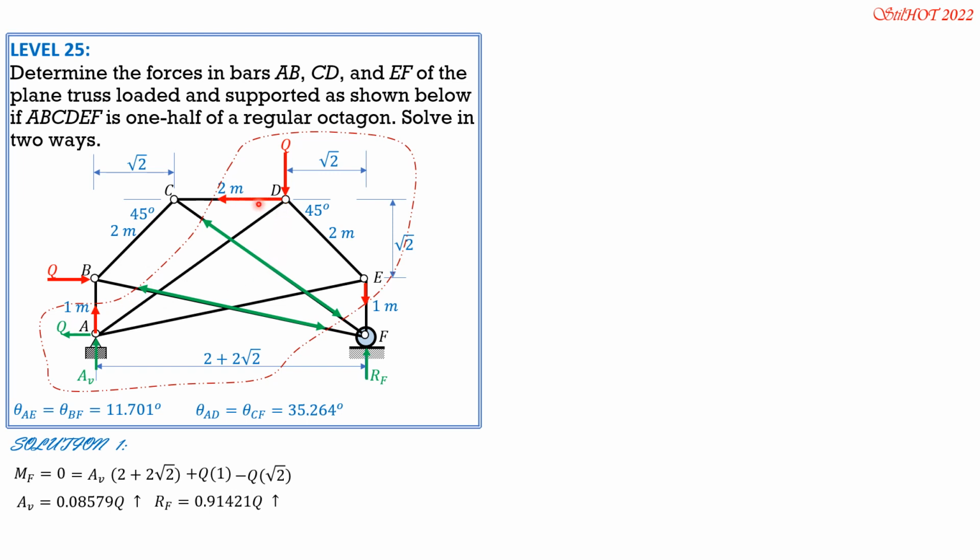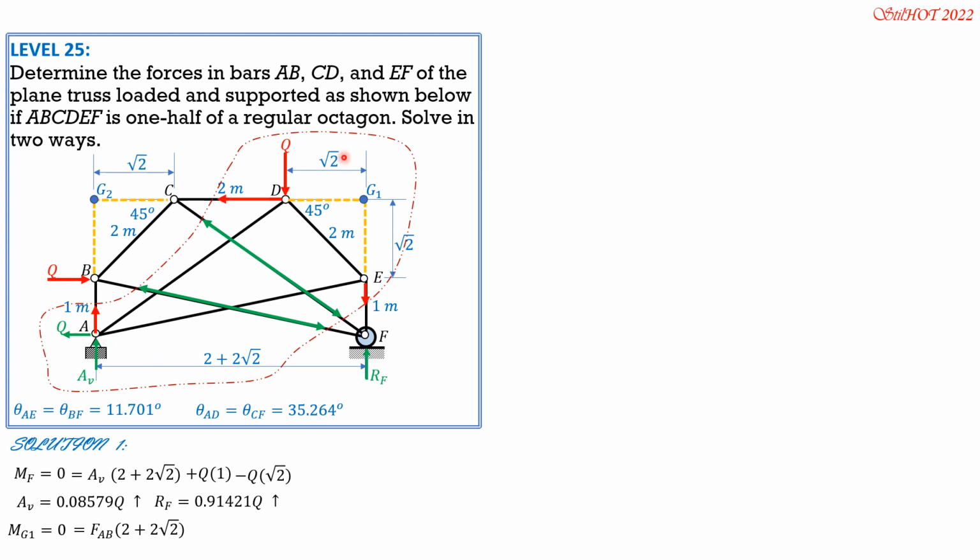There is an intersection between CD and EF, which is here. I'll call that point G1. Same is true with CD and AB. They meet here. I call that G sub 2. So first, summation of moments at G1 equals 0, clockwise positive. So we have FAB times 2 plus 2 square root of 2, the moment arm.